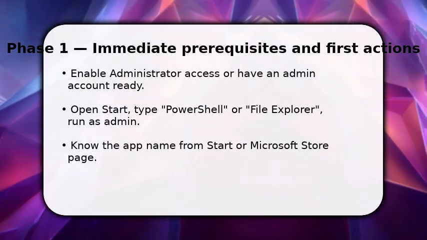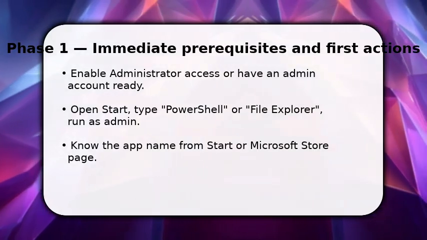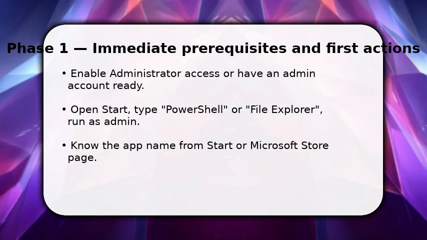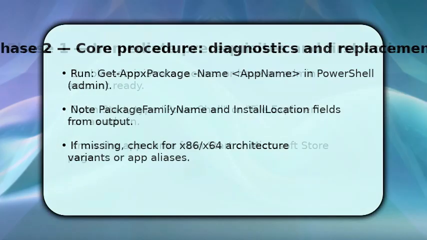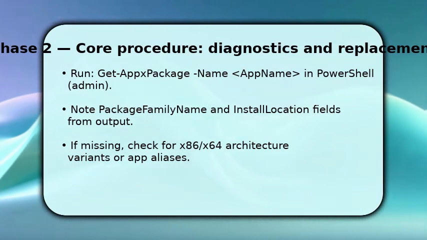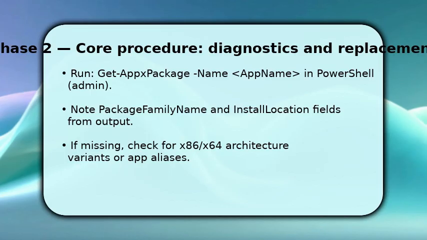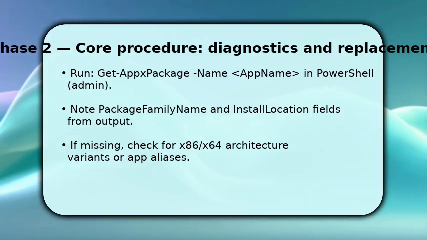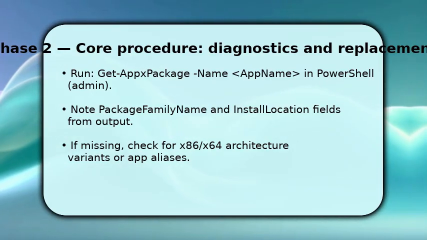Now run a simple listing command to fetch package identity so you can map its file path. You will run Get-AppxPackage with the app name to reveal its metadata. This shows the package family name and install location, which are the keys to the file location.